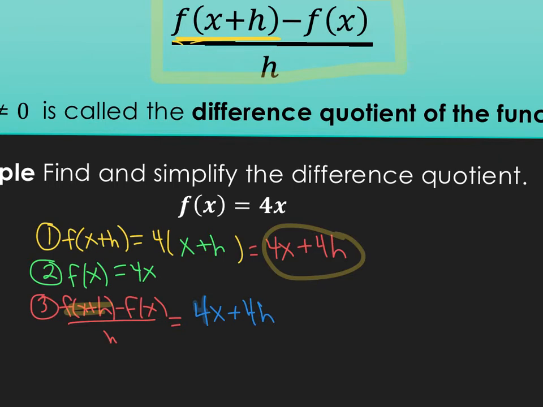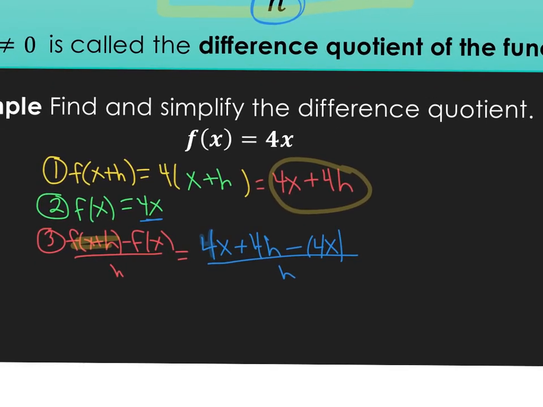Notice the next part of the difference quotient says minus f of x. So we found 4x, so minus 4x. And then the last thing we notice we have divided by h. Now, what do we notice happens here when we simplify? Hopefully you recognize that the 4x's, when you combine like terms, cancel out. So 4h divided by h. The h's cancel out, so our difference quotient of the function 4x is just 4.